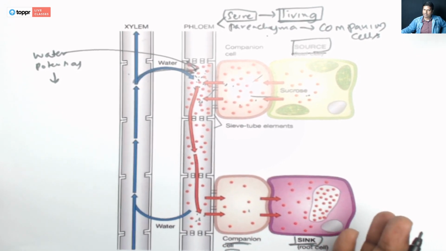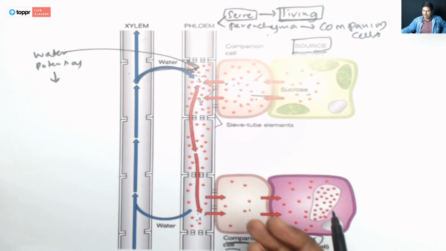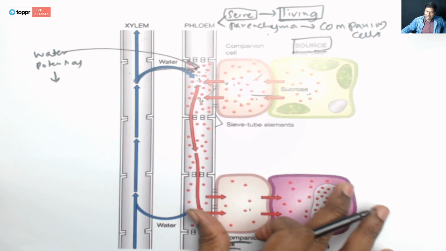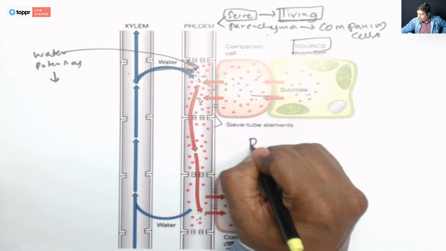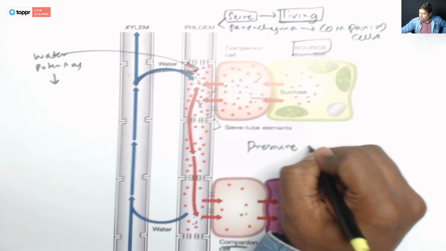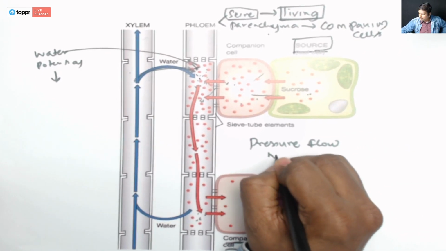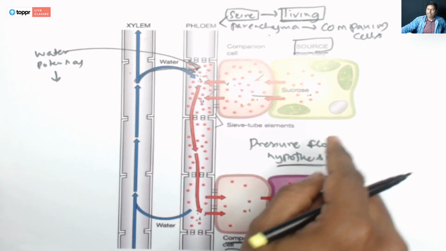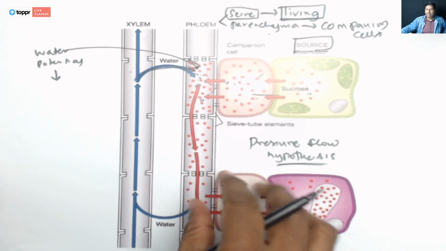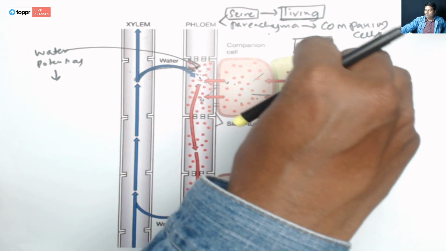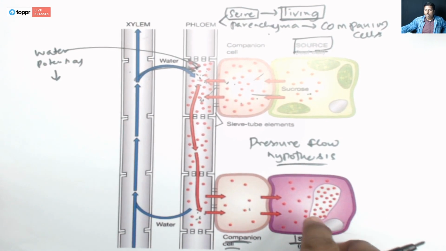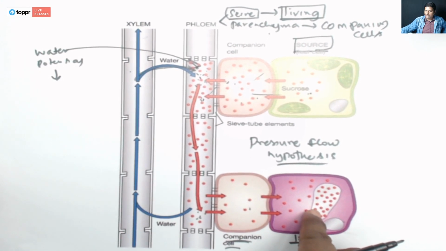It can be any cell. If you're talking about a simple plant, it can be a root cell. So this is what we call the pressure flow hypothesis or pressure flow theory. This is the theory which explains how the food which is actually made in the leaves is transported all the way to the root.